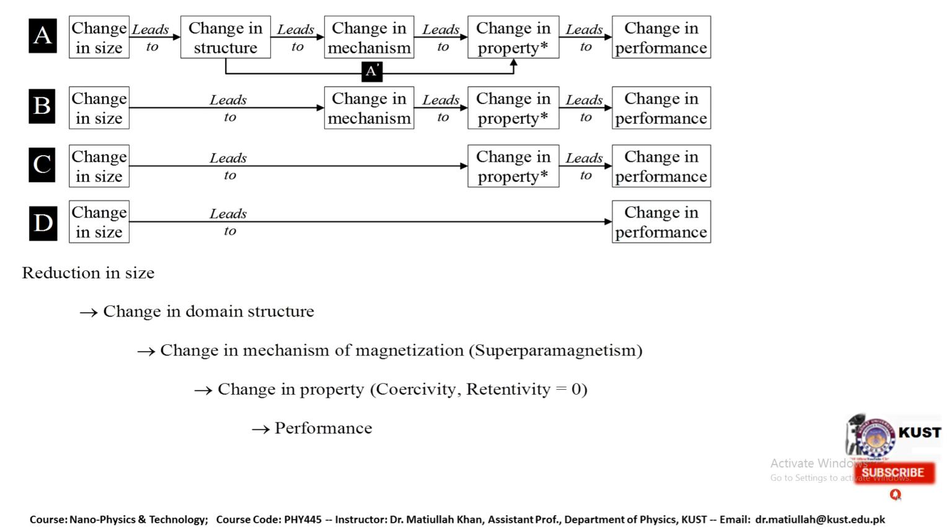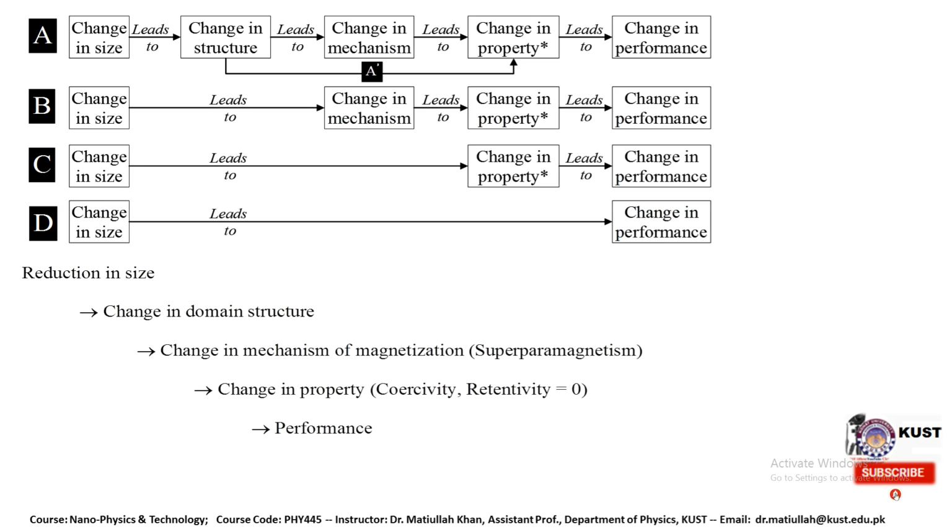And change in size in the third category leads to the change in property. This is the final end, in which change in property directly leads to the change in performance of the material. And the final end that is really interesting for us is actually called the quantum effect, that change in size leads to the change in the performance of the material. And there is a direct relationship. In that case there was an indirect relationship, but this is a direct relationship showing that change in size of the particle leads to the change in performance of the material.